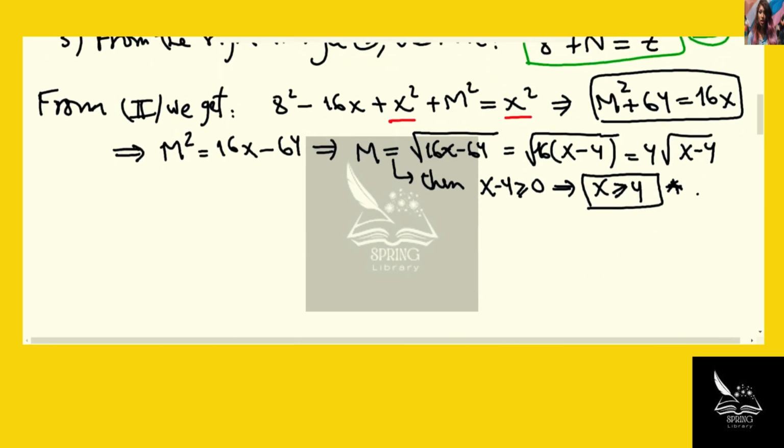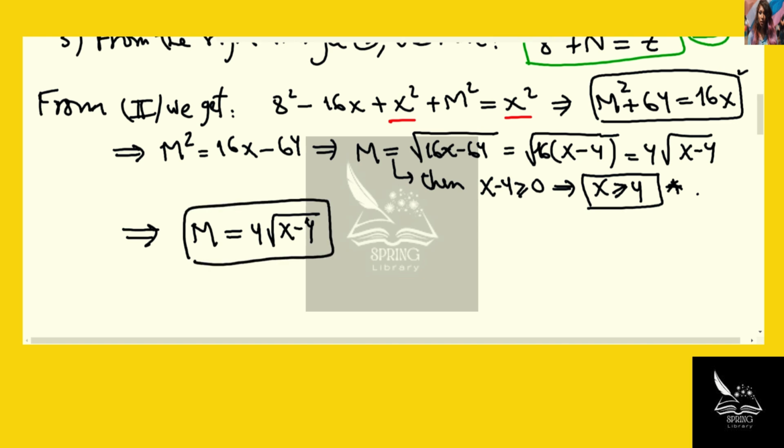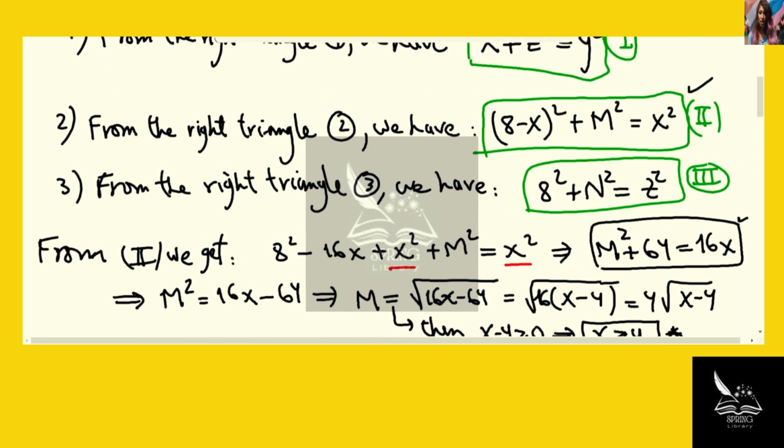Okay, so we have this partial result we're going to use after, and then we have written m in terms of x already, and this we're going to call 4. Okay, now we use the other equation, which is 3.